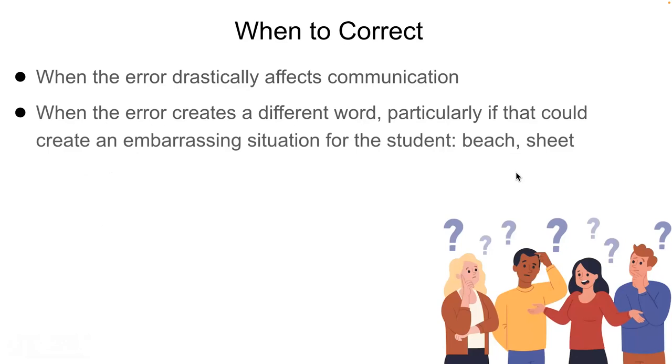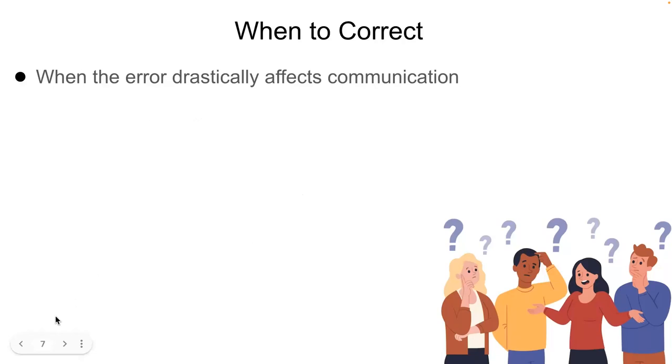So for example, some of my students have trouble distinguishing the long E from the short I sound. And so some words like beach and sheet, when they're pronounced with a long E, they mean something very different than if you pronounce them with a short I. These actually become bad words when we pronounce them with a short I. And sometimes we do need to teach our students those bad words just so they know that there is a difference between them.